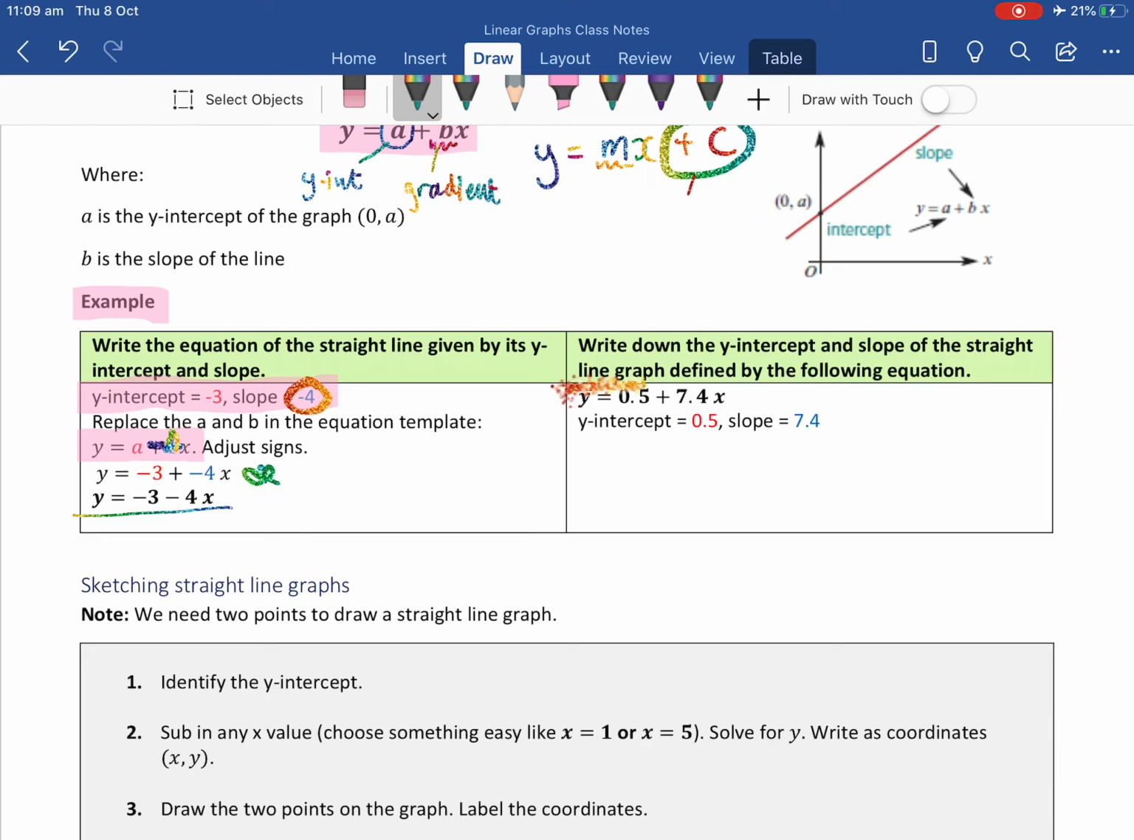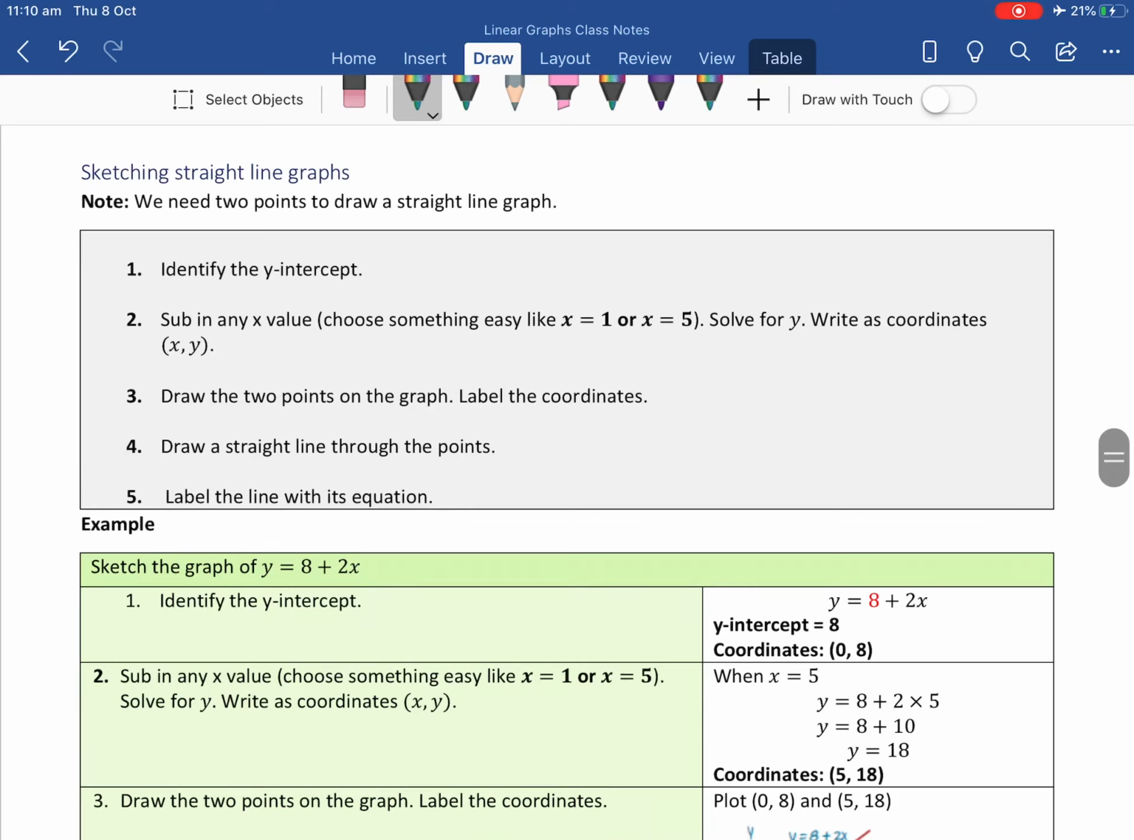Then sometimes you might be given the equation, and then you need to say from that, what is the y-intercept and the slope? The y-intercept is the number by itself, which is this 0.4, and the slope is the number next to the x, which is 7.4. You need to take note of the negative sign. If this was -7.4, then your slope is -7.4.